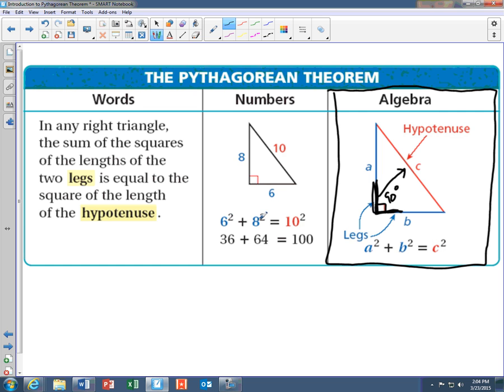8 squared, 8 times 8, is 64. And 36 plus 64 better equal 10 squared, or better equal 100. 10 squared is 100, which it does. And it happens every single time. So let's look at a couple examples of how you're going to use this.